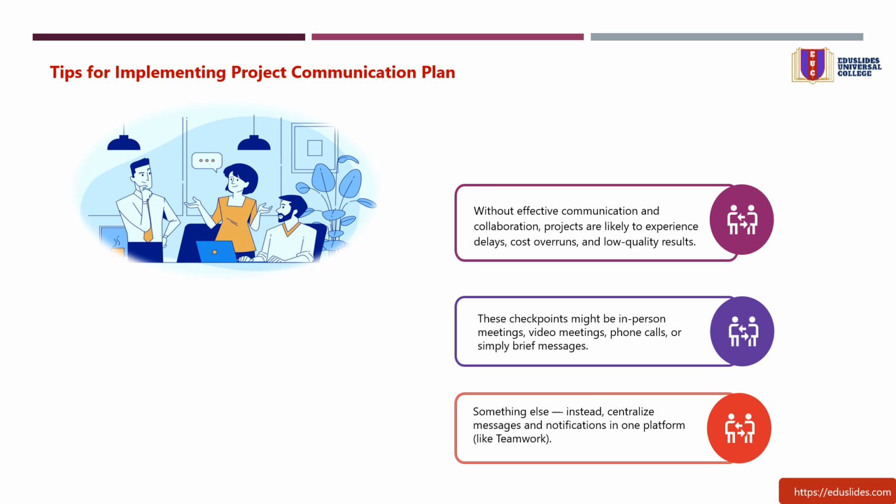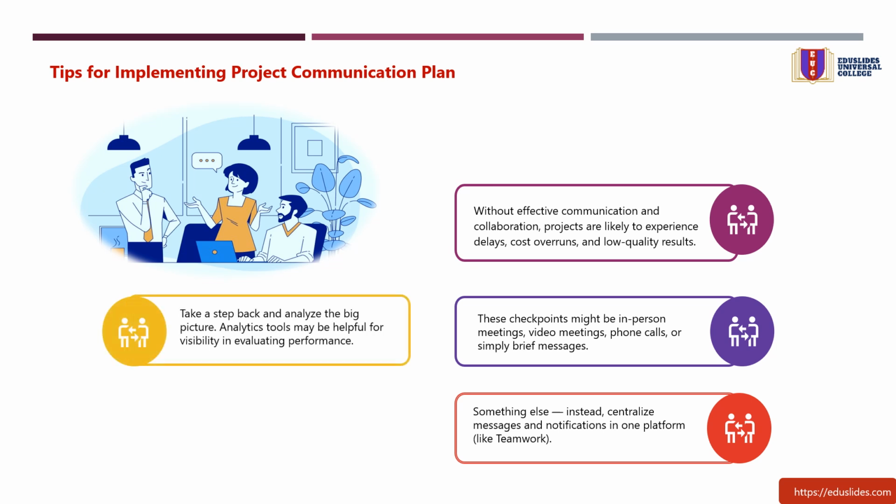3. Continuously evaluate and improve. You might not get internal communications right the first time. And that's okay. If your communication plan doesn't seem to be working, take a step back and analyze the big picture. Analytics tools may be helpful for visibility in evaluating performance. Another way to figure out whether or not your communication plan is successful is to track engagement numbers or to simply ask your employees how they feel about the project's communication. This will give you an idea of changes you can implement to make things work better.